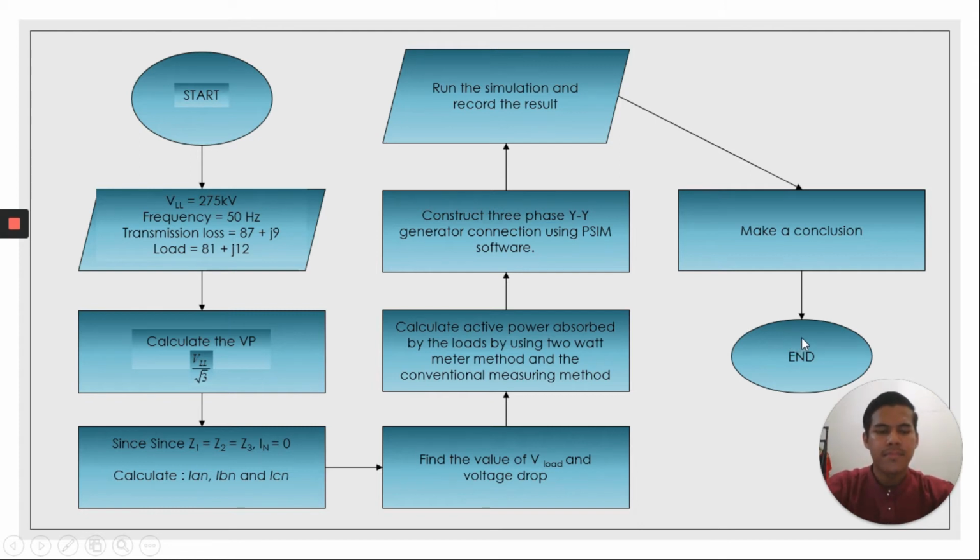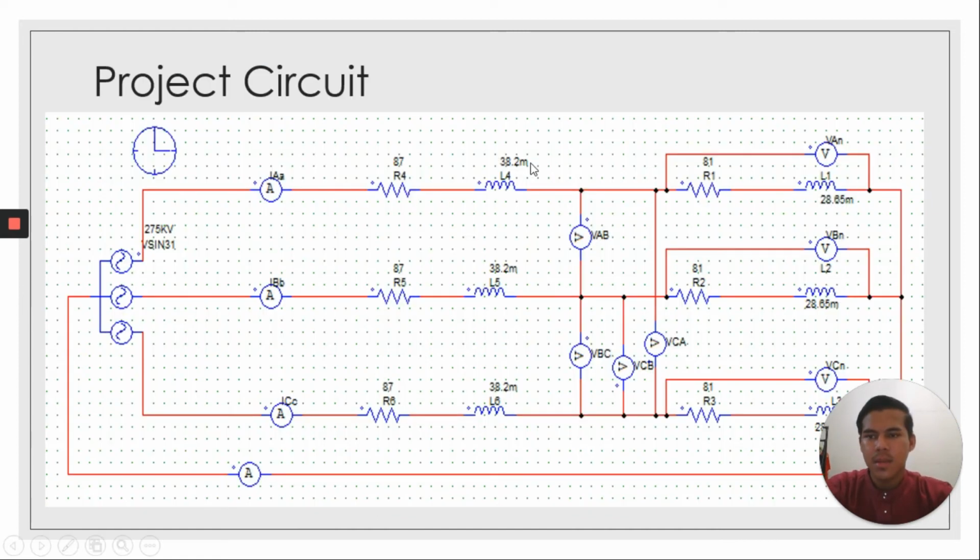Next, this is our project circuit. As you can see here, this is the circuit diagram.